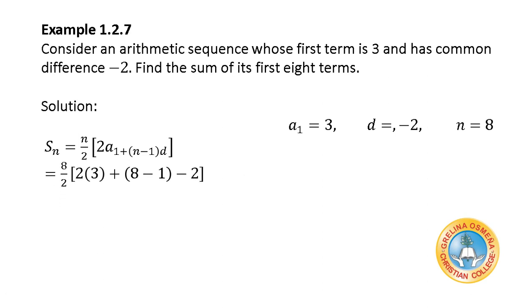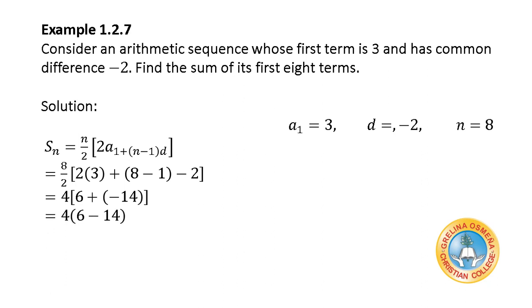So, we just plug in the values. We have 8 over 2 times 2 times a sub 1, which is 3, plus 8 minus 1 times the common difference, negative 2. We solve the part inside first. So we have 2 times 3 is 6 plus 8 minus 1 is 7 times negative 2.